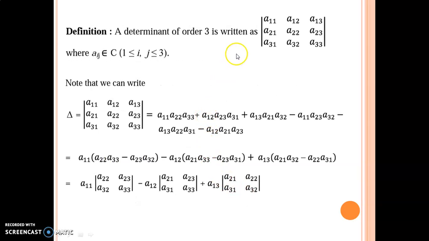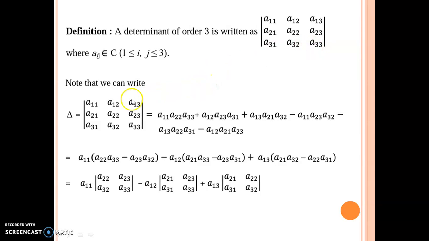Next is the determinant of order 3. It is written as A11, A12, A13 entries in the first row. Here we can see that the entries are written in the form of Aij, where i stands for the row and j stands for the column. So A11 entry denotes the first row and the first column entry. Then A12 entry denotes the first row and the second column. Similarly, A23 entry is in the second row and the third column.